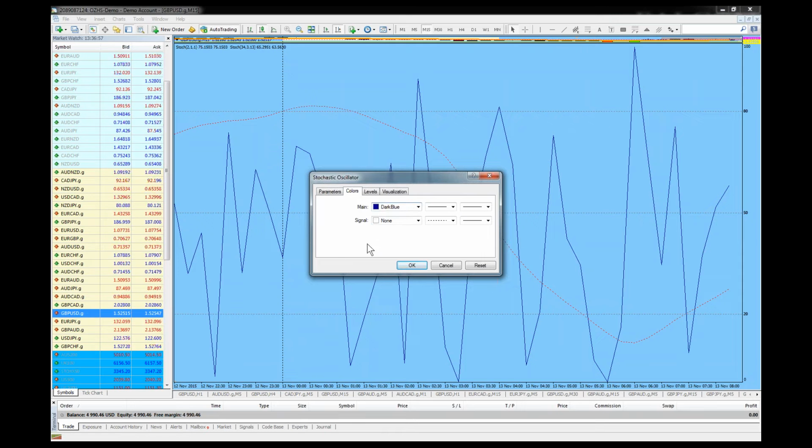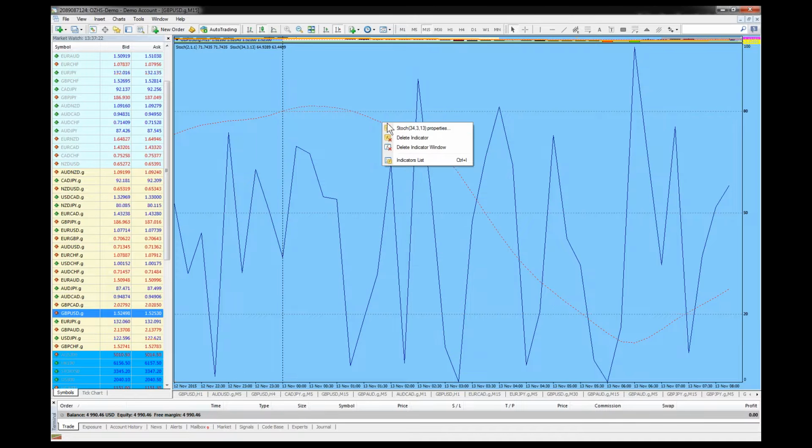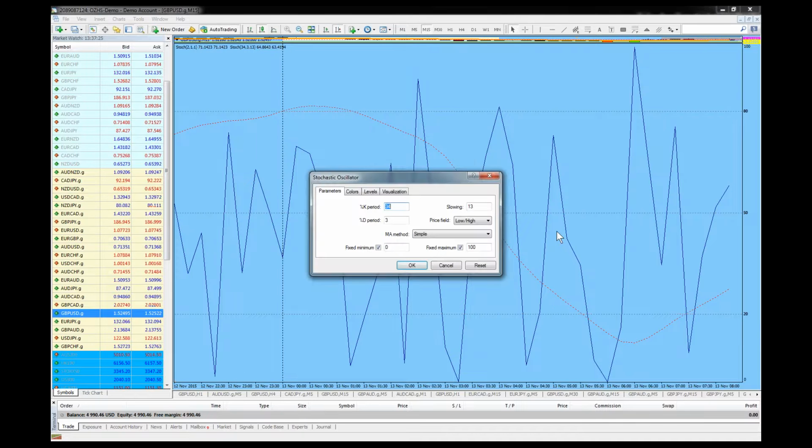In the colors, what I did was the main stochastic is dark blue. That's this one. The signal is none, so I didn't want the signal line. Didn't need the signal line. And parameters again 8, 2, 2, low, high, simple. And that's this dark blue line. The red dotted line is a second stochastic laid on top of the first one, so you have to drag it over here twice. This is a 34, 13, and 3.